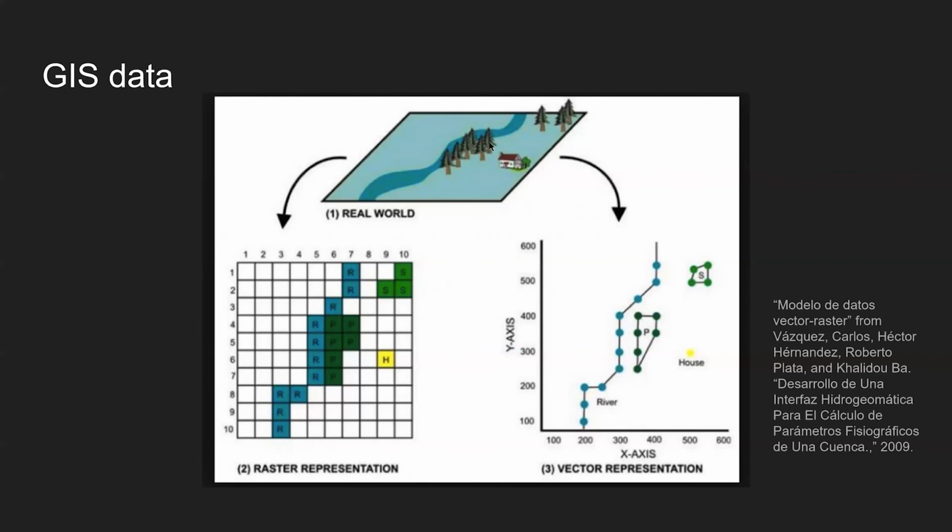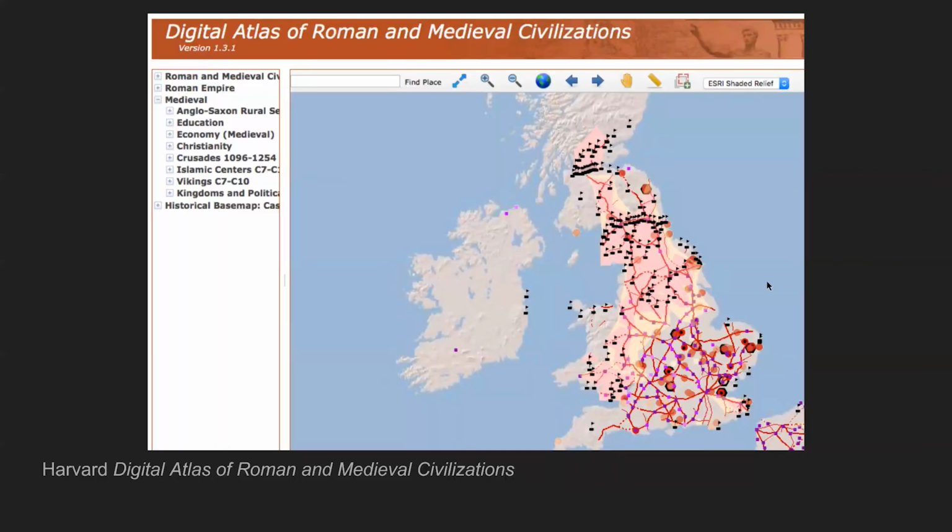So we got river, we got pines, we got spruces, and then we got a house. And all of these things could be represented by the overlaying of raster and vector so that you get something like this, right?